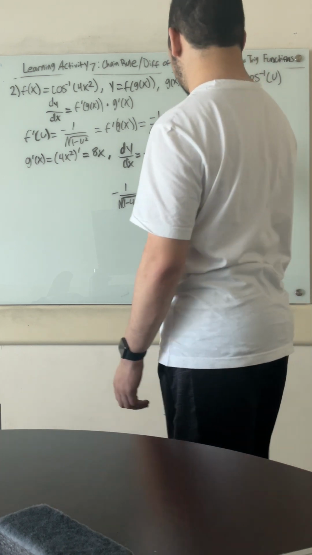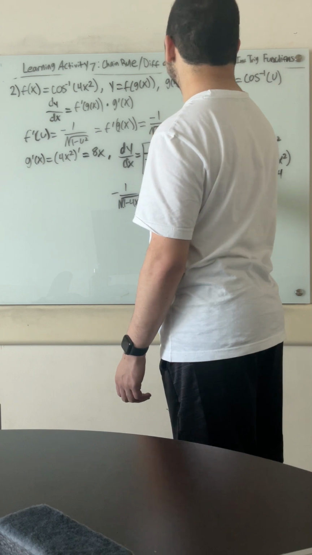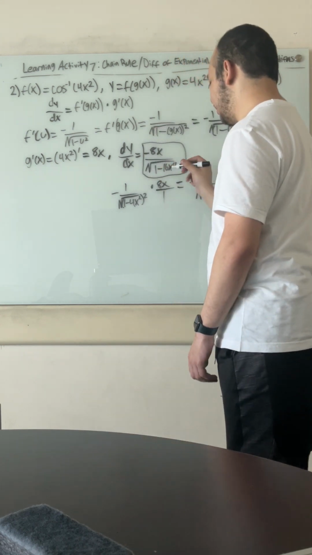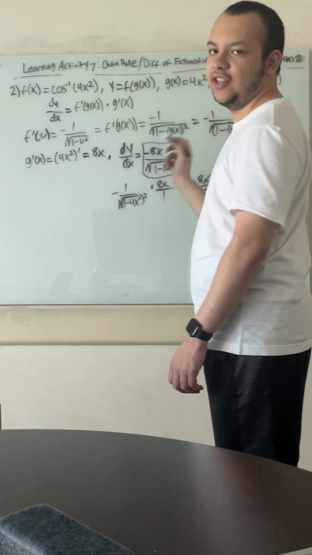X to the 4th power, and this right here is our final answer. So minus 8x over the square root of 1 minus 16x to the 4th power is under prime notation.